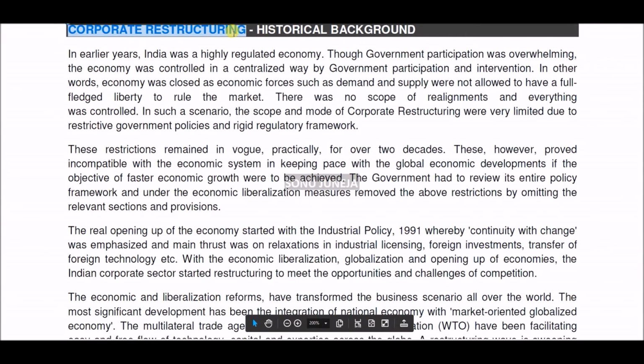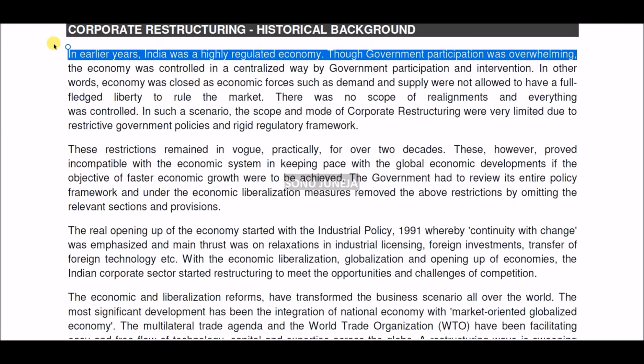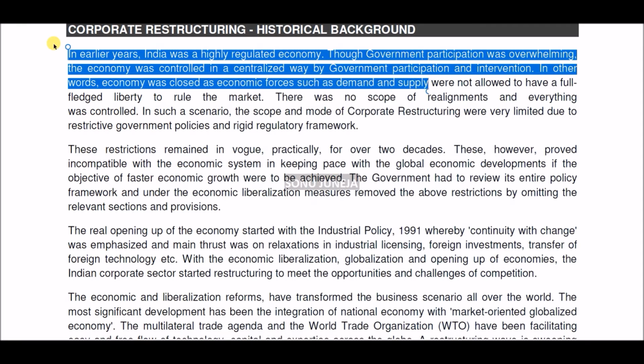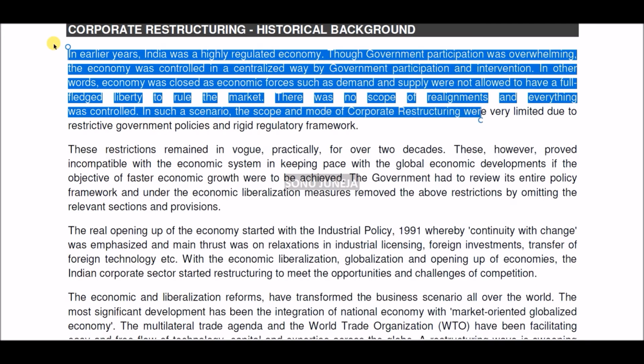Now, corporate restructuring: historical background. Earlier it was a highly regulated economy. The government participation was overwhelming, and the economy was controlled in a centralized way by government participation and intervention. In other words, the economy was closed, as economic forces such as demand and supply were not allowed to have full-fledged liberty to rule the market. There was no scope of realignments and everything was controlled.